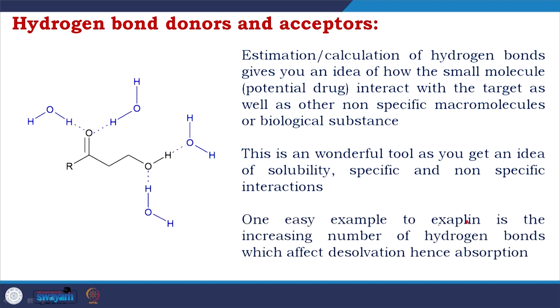One easy example to explain is the increasing number of hydrogen bonds which affect dissolution. So, if you have an increasing number of hydrogen bonds, then what will happen? There would be kind of incorporation of irreversible nature, because more hydrogen bonds will make more tight binding. So, once the complex is formed, the opening would be difficult, hence absorption would be difficult.